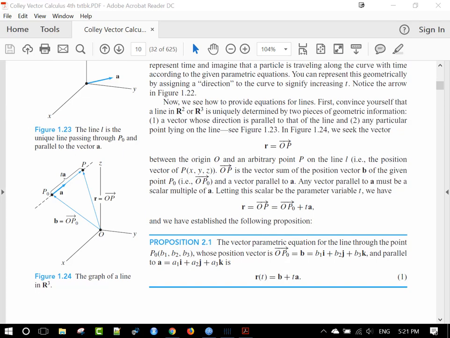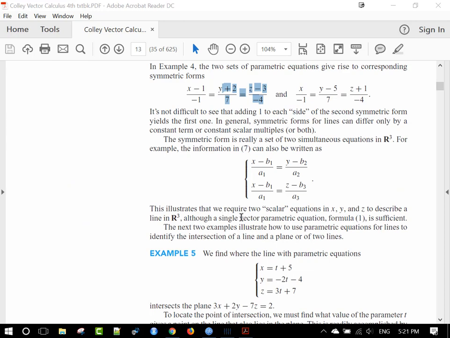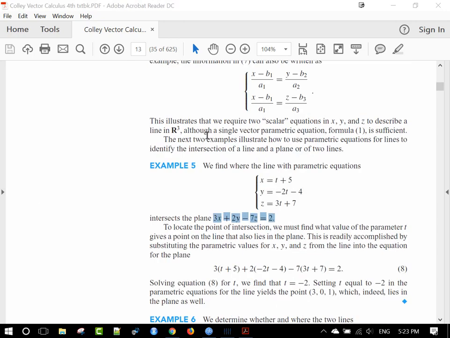Okay, so we have two examples of using these parametric equations for lines. They say find where this set of parametric equations for a line intersects this plane. The reasoning is that we need to find a t such that the x, y, and z that we get from using that t will be in this plane. So we want to know which t will do that, if there's any t that will. So we just substitute x for t plus 5, y for this, and z with this.